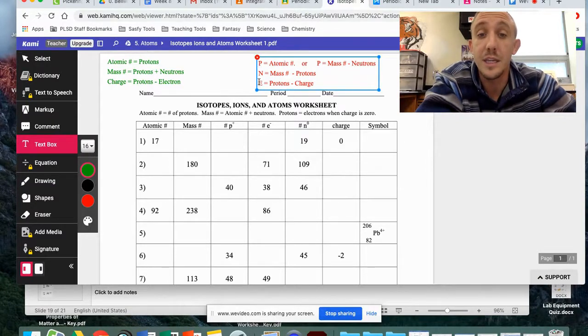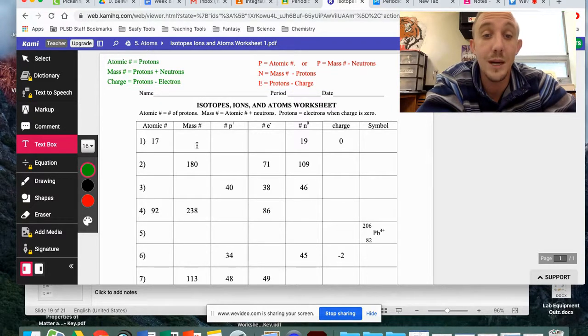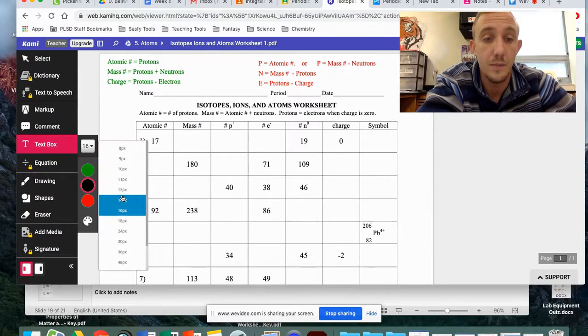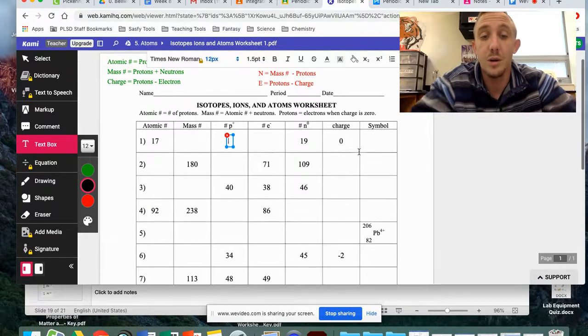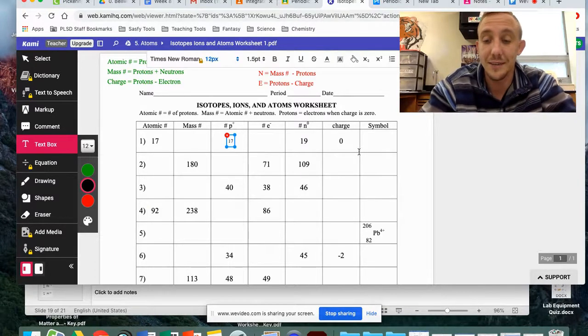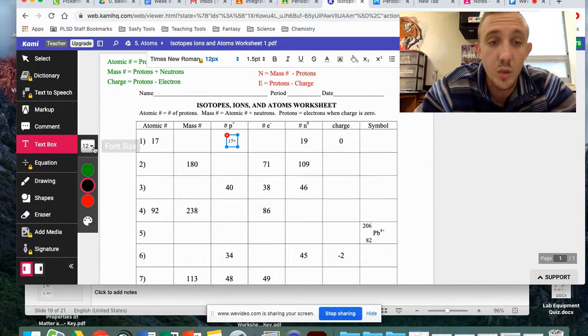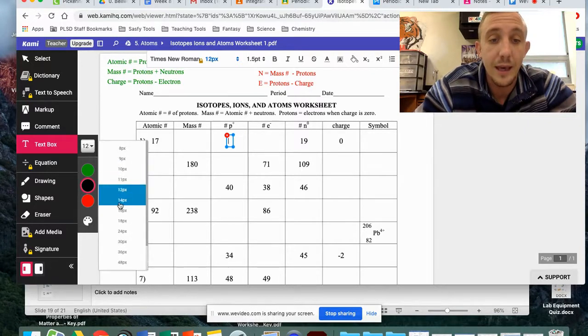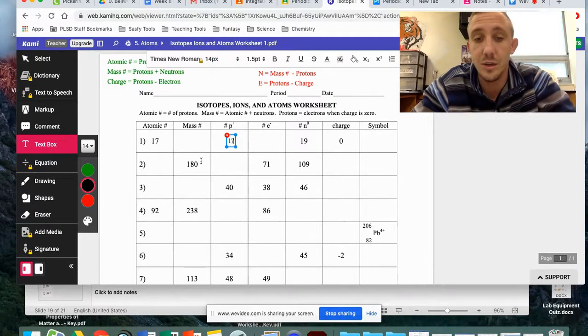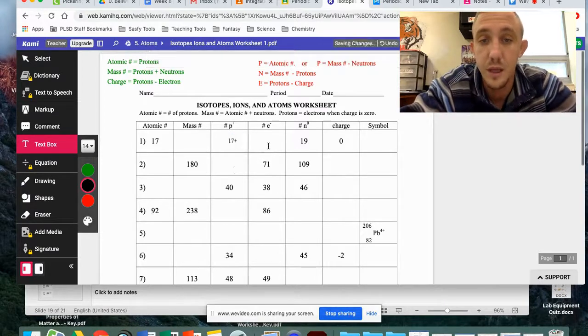Okay, so to find my subatomic particles, I've put the equations in red. To find my mass numbers, charge, and atomic number, I put them in green. So to find protons, it equals my atomic number. So I know my atomic number. Therefore, I know my protons is going to be 17. Now, I am always going to put a plus after my protons because it also helps me find the charge.